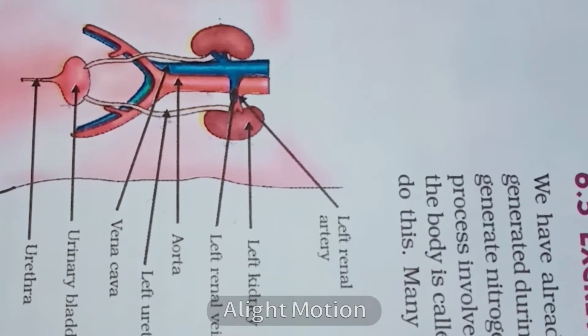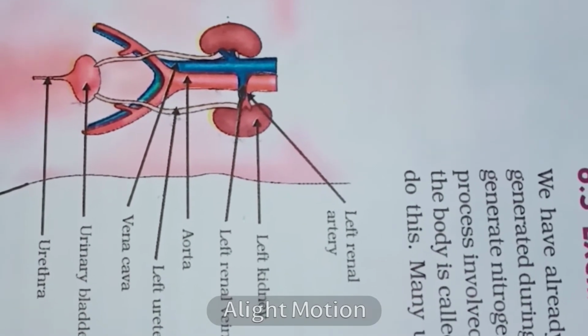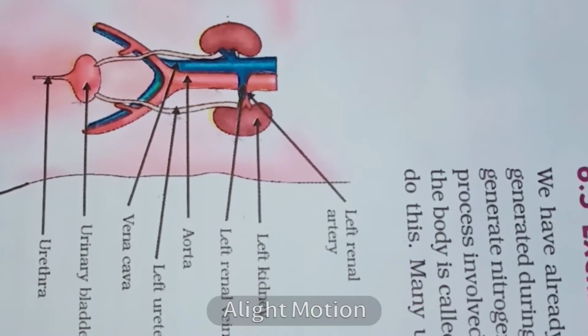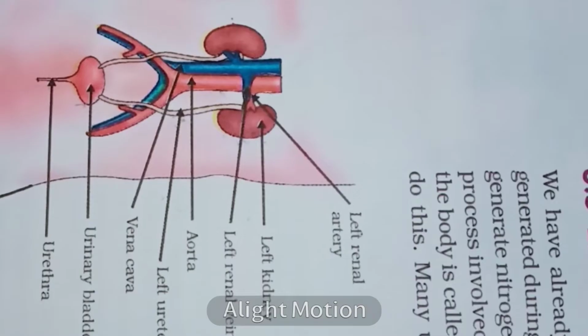Hi everyone. Now I am going to explain to you about the excretory system in human beings. In other words, it is called the human urinary system, because through this system only the urine is expelled outside.